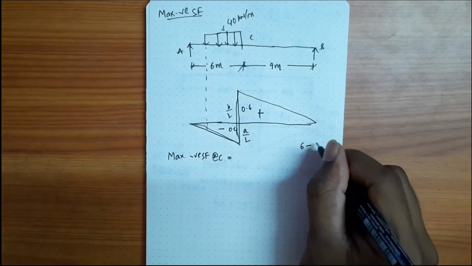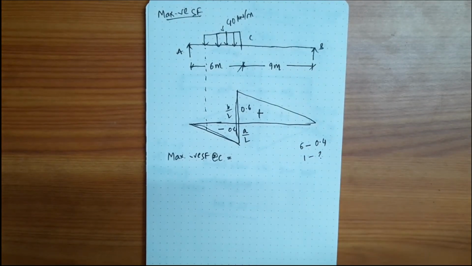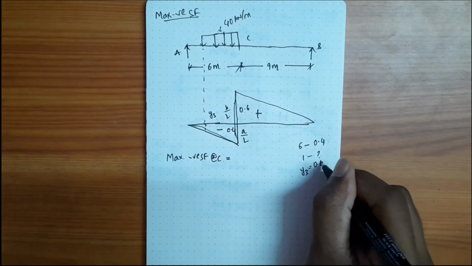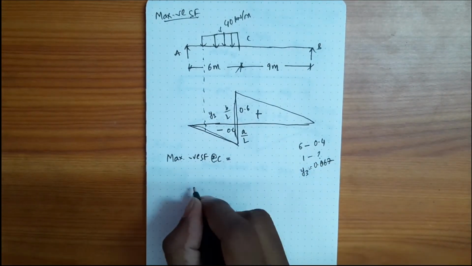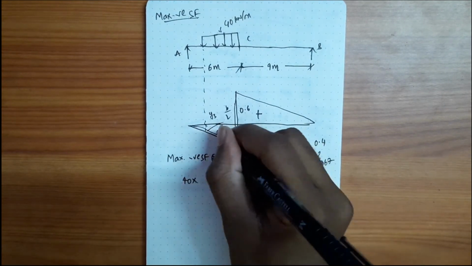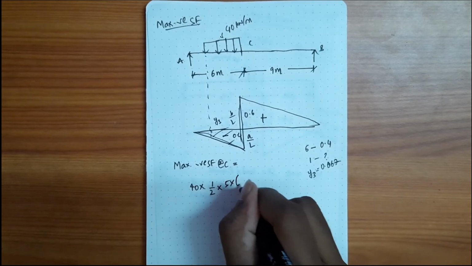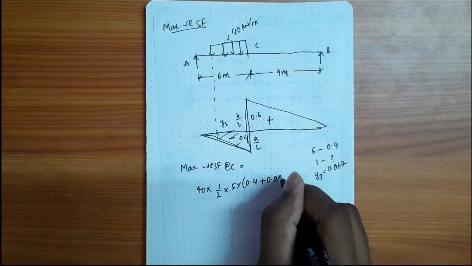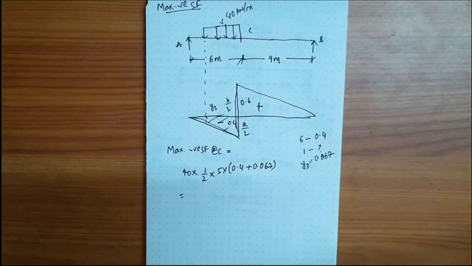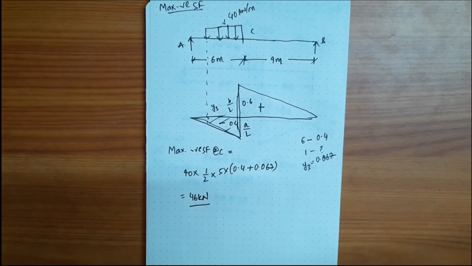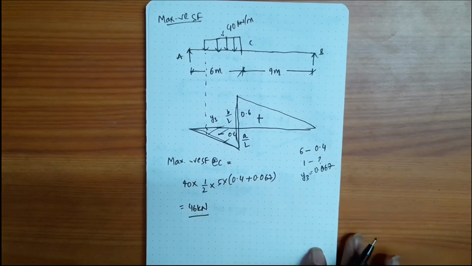For 6 it is 0.4, for 1 how much? That is 0.067. Let this be y3. So 40 into the area of this shaded portion, half h, 5 into 0.4 plus 0.067, that is nothing but 46 kilonewton. This is the maximum negative shear force at a section C.